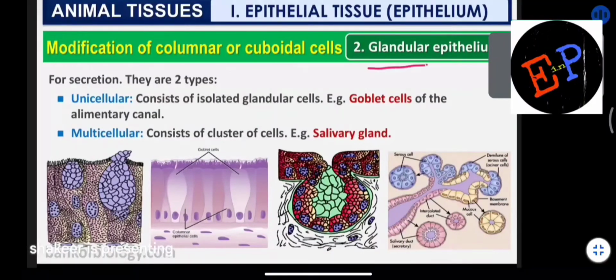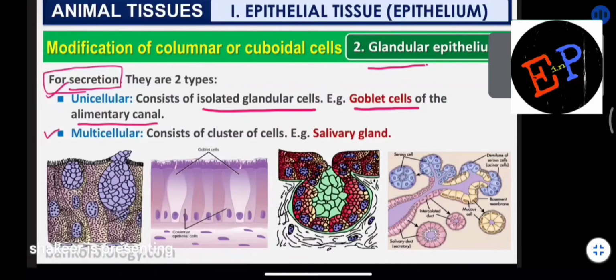The next kind of modified epithelium is called glandular epithelium. What is meant by glandular epithelium? It is again divided into two types and is responsible for secretion. All the glands secrete only, no? They secrete different body fluids and they secrete hormones. Clear? Unicellular means isolated glandular cells are present, and an example is goblet cells of the alimentary canal.